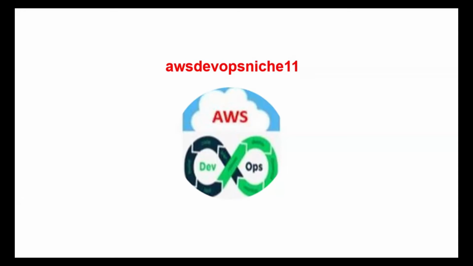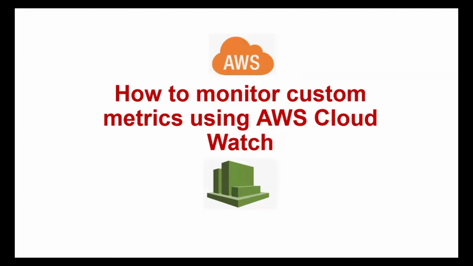In this video, we will see how to monitor a custom metric using AWS CloudWatch. We know that CloudWatch is a native monitoring solution from AWS, which is used to monitor any AWS resources. And if you want to get an alert on any threshold violations when any resources go down, we can configure a CloudWatch alarm.